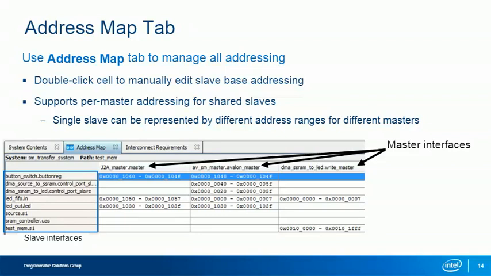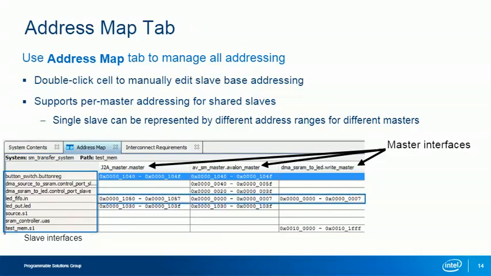By default, each slave is assigned the same address range for all masters that connect to it. Just like on the System Contents tab, you can double-click a cell and edit the address for a slave's connection to a master. If a slave is connected to multiple master interfaces, indicated by multiple address ranges in a row of the table, the slave address is only changed for the master in whose column the cell is located. Thus, a slave interface can be represented by different address spans for different masters.